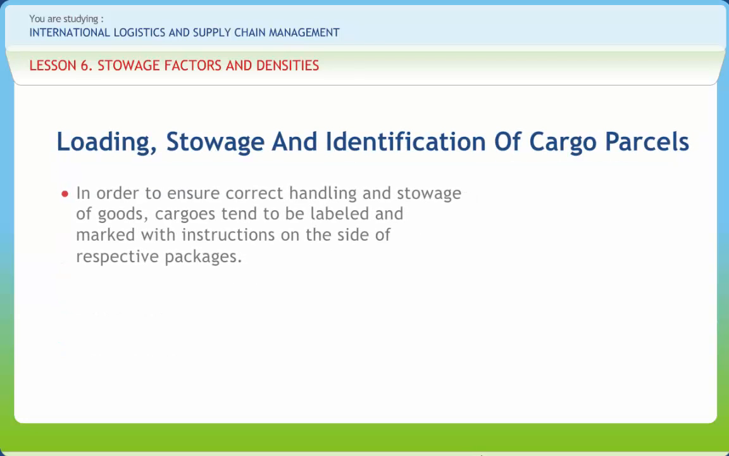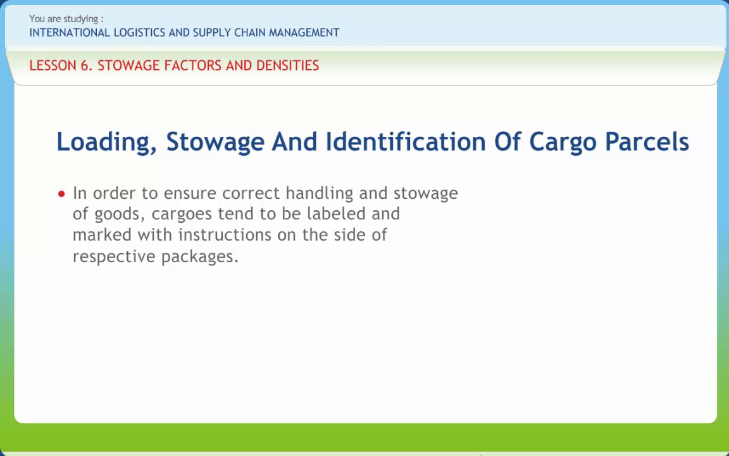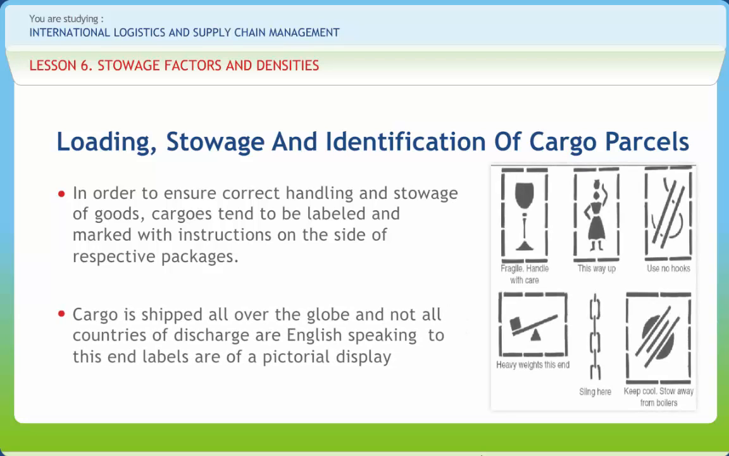In order to ensure correct handling and stowage of goods, cargoes tend to be labeled and marked with instructions on the side of the respective packages. Cargo is shipped all over the globe and not all countries of discharge are English speaking. To this end, labels are of pictorial display. Cargo officers can monitor from the labeling that instructions are complied with and that stowage practice is as per shipper's instructions.